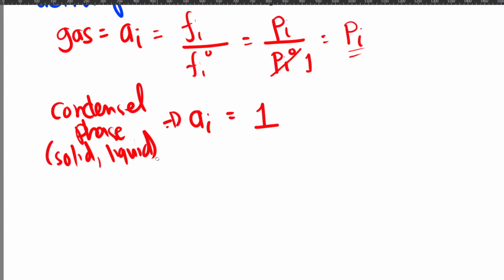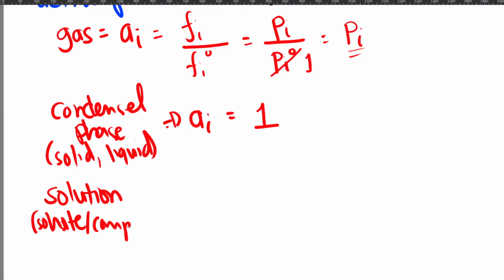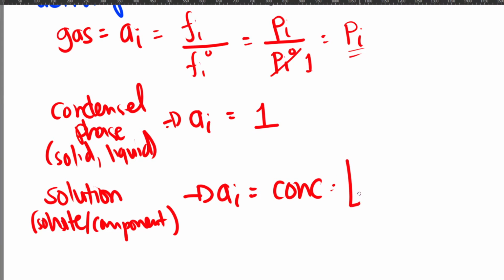Lastly, we have yung ating solutions. So, if you have a solute in a solution, or component in a solution, yung kanyang activity, Ai, will just be equal to its concentration. Or yung sa chem, ito yung kanyang notation. So, kunyari, we have 0.1 molar of Na plus ions, yung activity niya will be equal to 0.1.